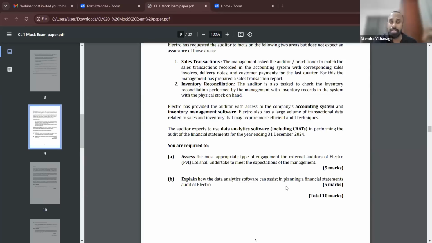What do you do in the planning stage, students? You assess the risk of material misstatements. So when you are assessing the risk of material misstatements, you can use this as a preliminary analytical procedure. You can use it as a preliminary analytical procedure when you are assessing the risk.